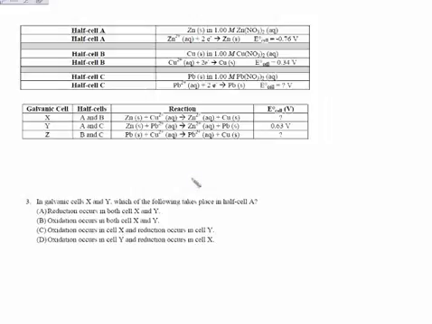Okay, problem number 3. Galvanic cells X, Y, and Z. So this is a two-part problem. Have to worry about. See that? Which of the following takes place in half cell A? So half cell A here is the zinc part. So what's going on with zinc here?